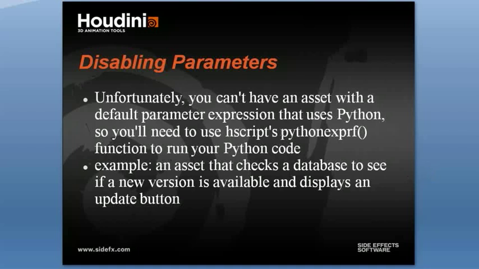And just to note that you can't have Python default expressions. They have to be HScript default expressions right now in the type properties dialog. So you can use the HScript Python exprf to evaluate a Python expression as a float. So just a note if you do try and do that.